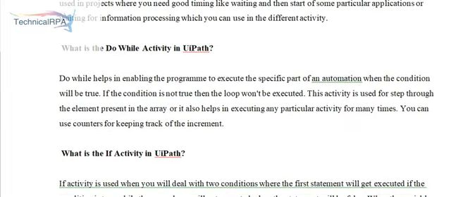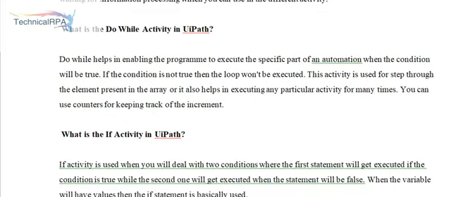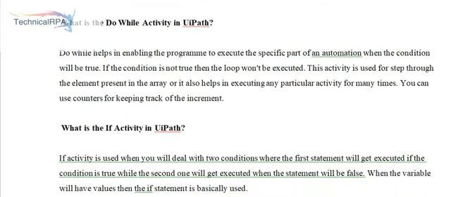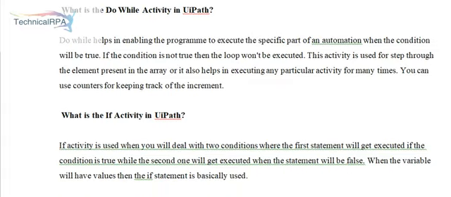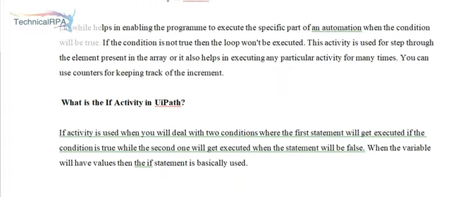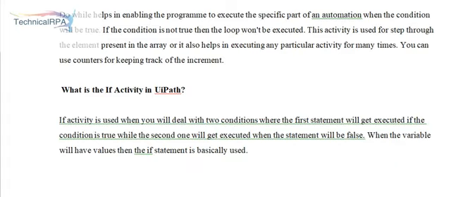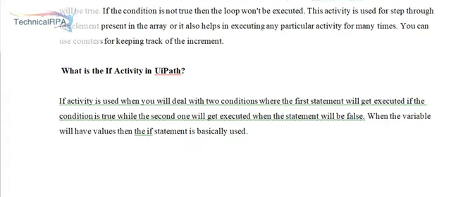What is the do while activity in UiPath? Do while helps in enabling the program to execute the specific part of an automation when the condition is true. If the condition is not true, then the loop won't be executed. This activity is used for stepping through the elements present in the array, or it also helps in executing any particular activity many times. You can use counters for keeping track of the increment.